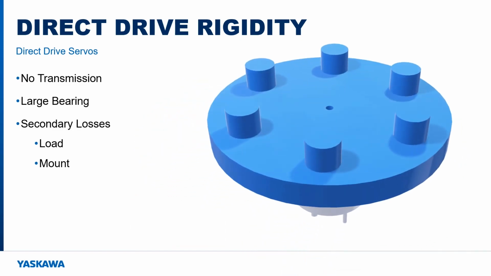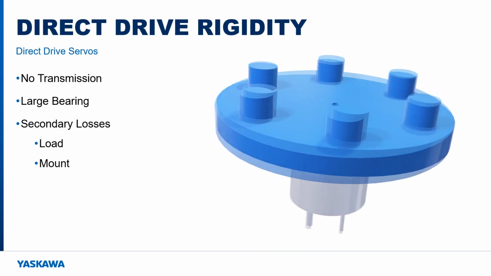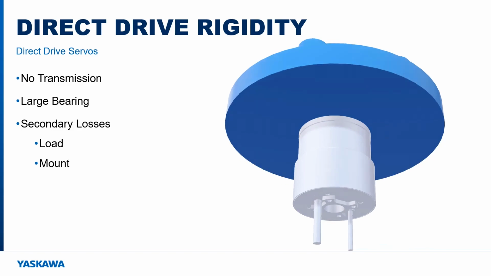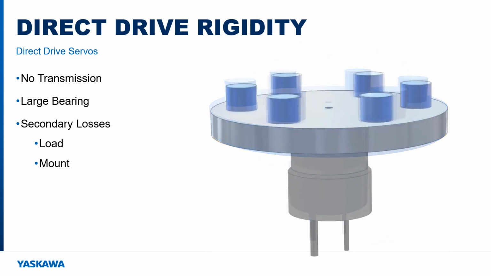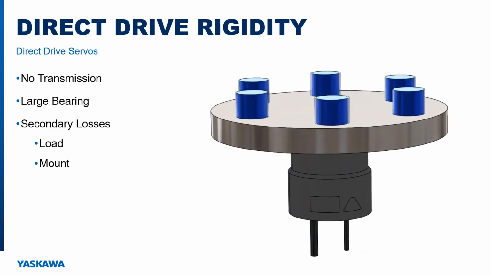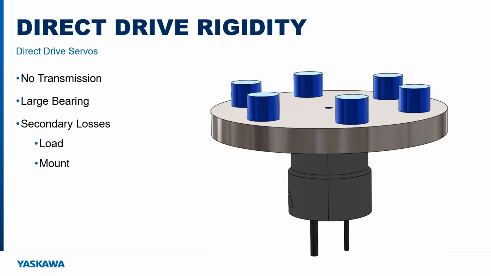Resonant frequencies can still be generated by the load itself or through any mounting plates or extensions between the motor and the load. There can even be resonance between the stator of the motor and the machine frame, just as are found on transmission-based systems. But the high rigidity of the direct drive system results in high resonant frequencies which lie outside the operational system bandwidth.